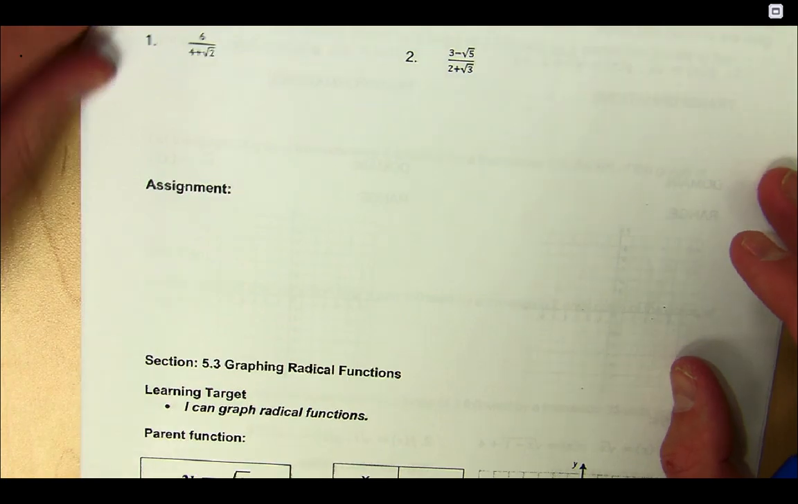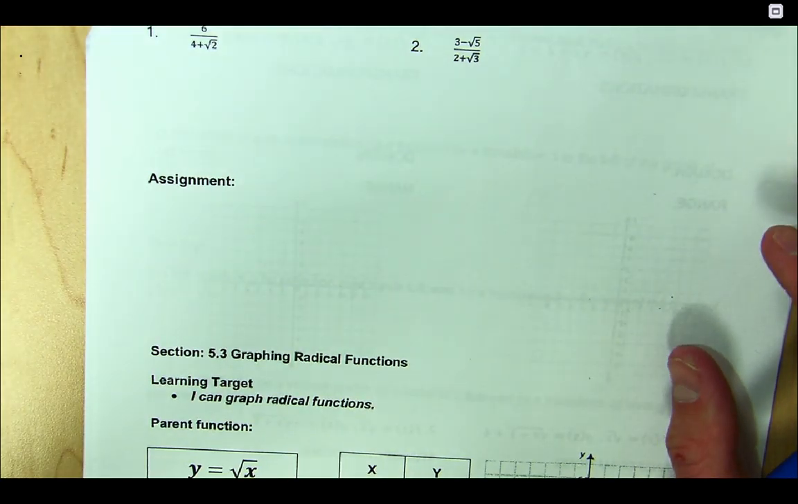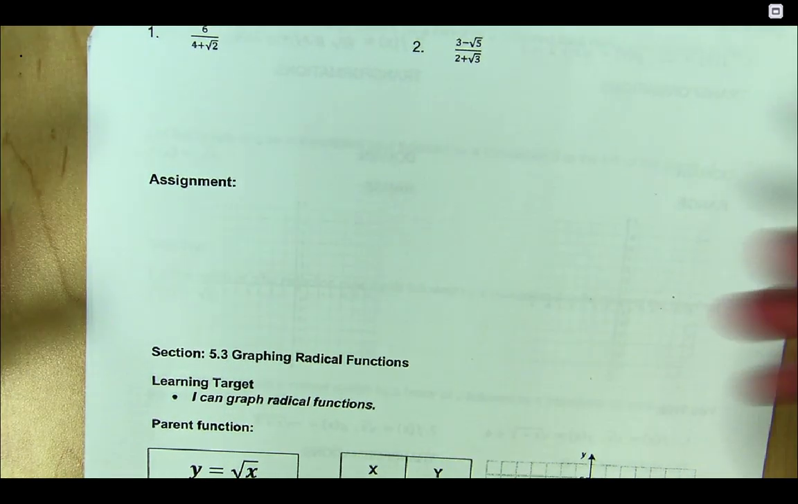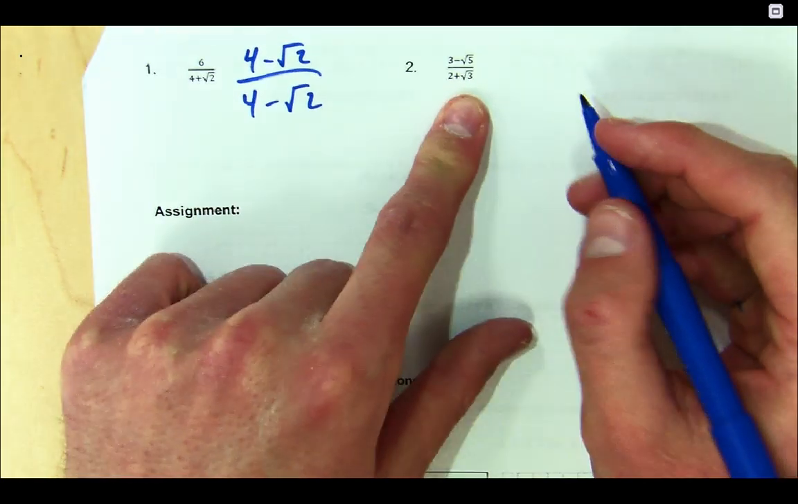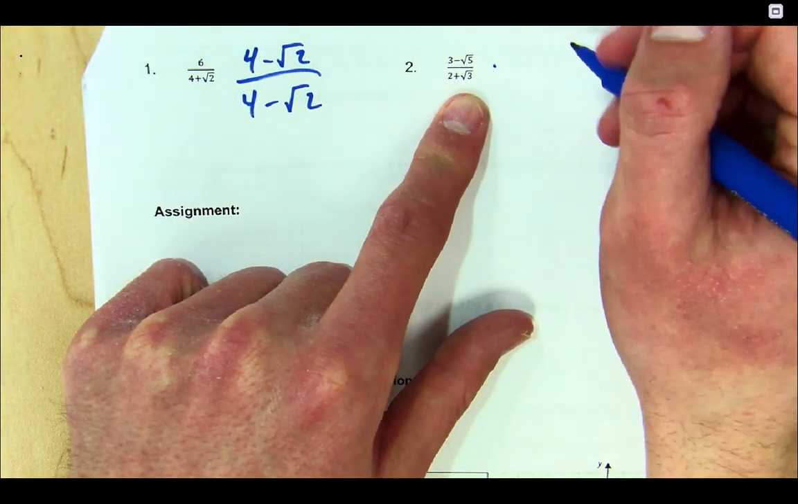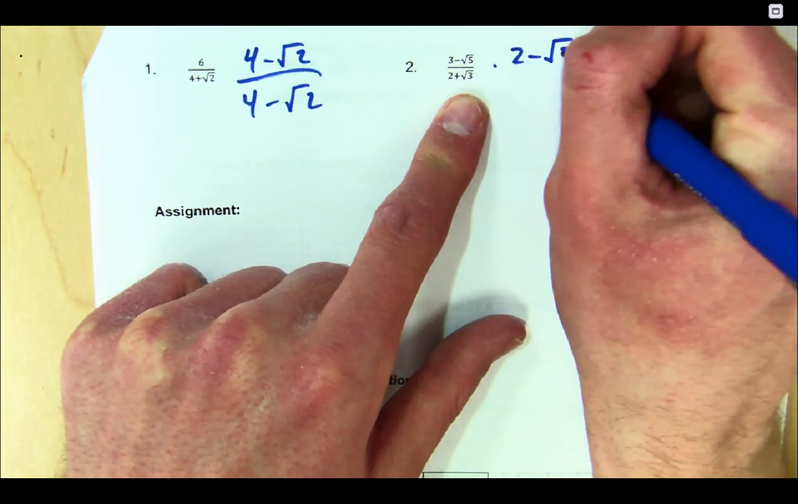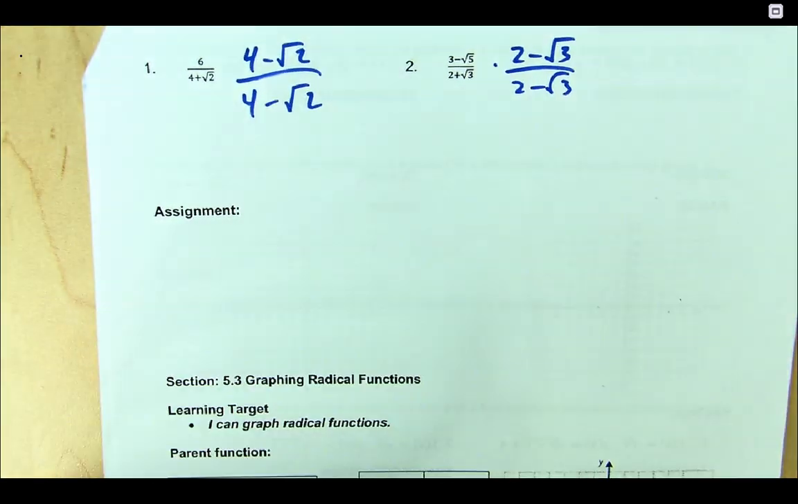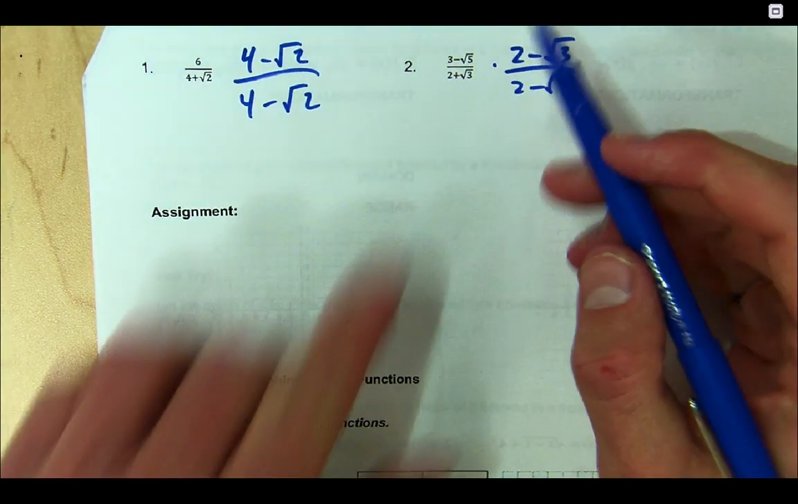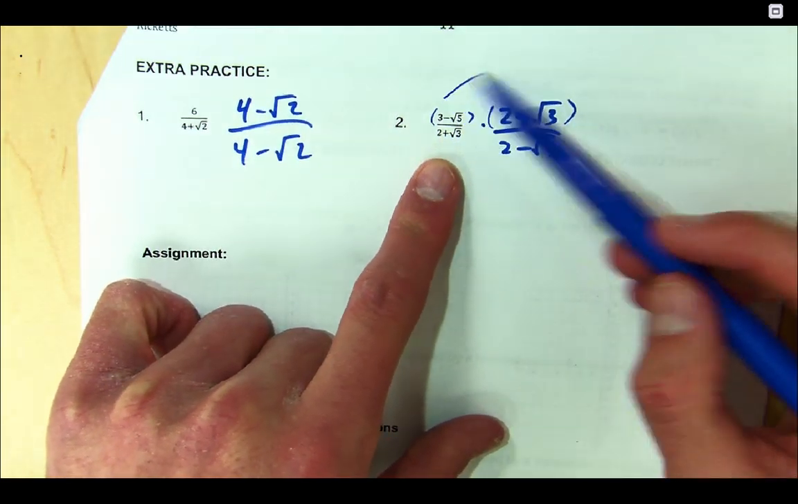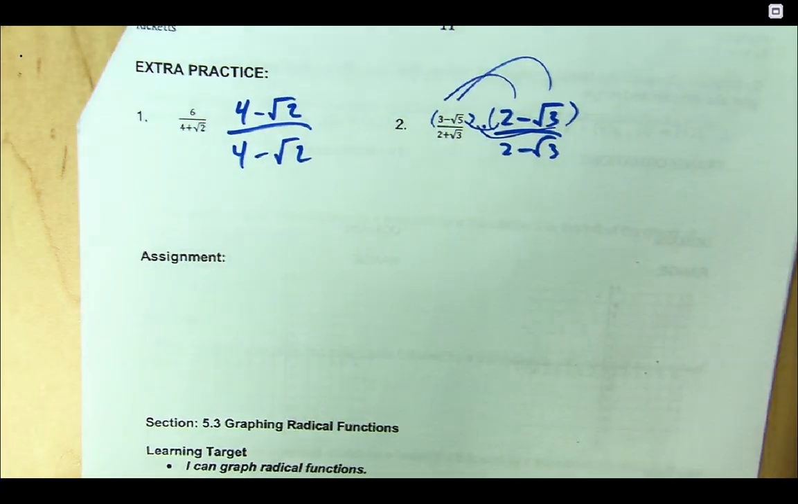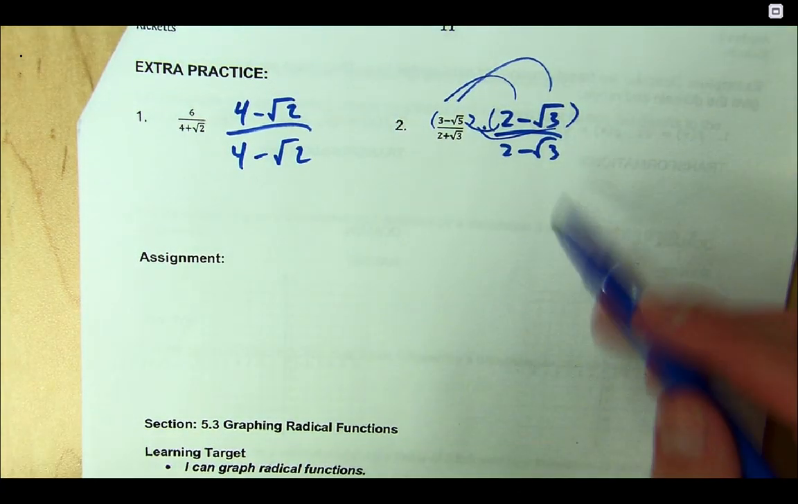Page 11 is just some additional practice for each of these. This one's okay. This one's a little bit tricky. All right, so you can challenge yourself a little bit on this one. Multiply top and bottom by 2 minus the square root of 3. Now, in the numerators, when you multiply these, you're going to have to FOIL them. Okay, so that would be a little bit tricky. See if you can do it.